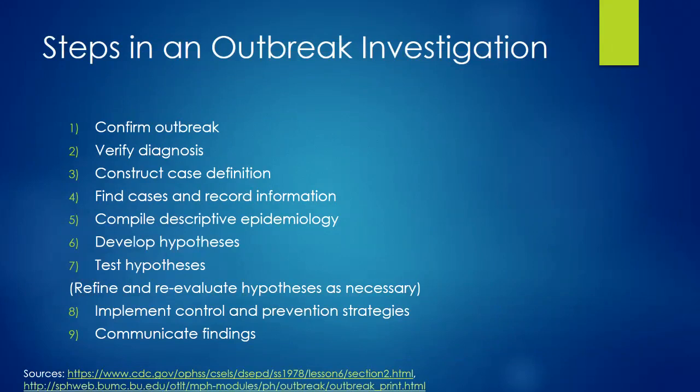And if our first hypothesis doesn't pan out, we need to reevaluate, come up with new hypotheses, and test them as necessary. And once we have settled on a cause, we'd want to implement control strategies and also prevention strategies to be sure that it didn't happen again, and then communicate findings. So in this case, both to the hospital and probably to the public, we want to let people know what the cause was, what the resolution was.